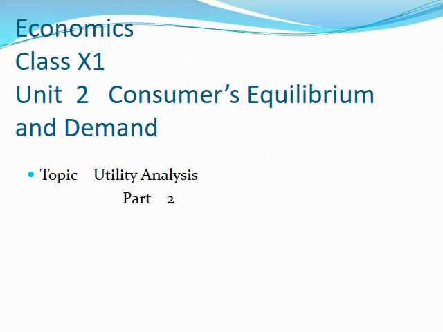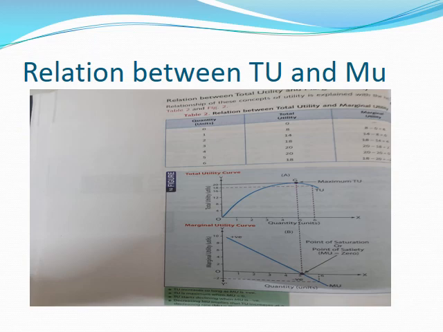Good morning, students. We are studying consumer's equilibrium, utility analysis. Today we have to study the relationship between total utility and marginal utility. Total utility is the sum total of utility derived from the consumption of all units of a commodity, whereas marginal utility refers to the additional utility on account of consumption of an additional unit of a commodity.